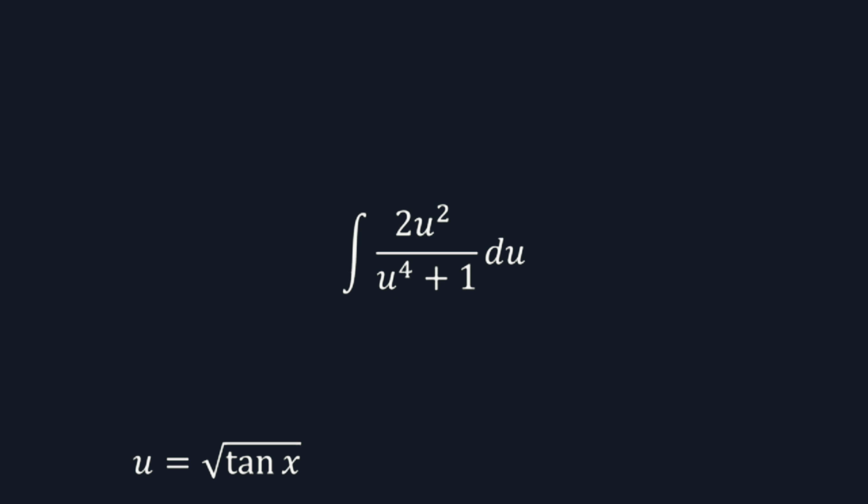In order to match the number of terms of distinct exponent order in the numerator and denominator, let us write 2u squared as u squared plus u squared. Now we have 2 terms of order 2 in the numerator, and 1 term of order 4, and 1 term of order 0 in the denominator.